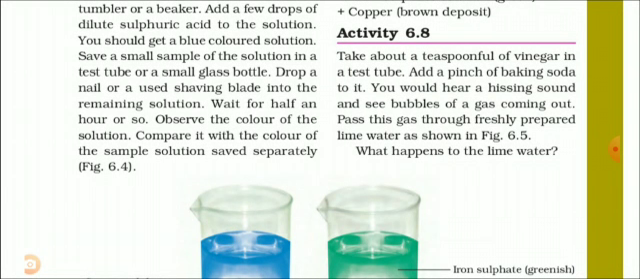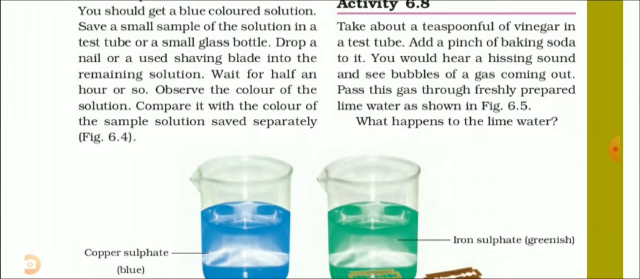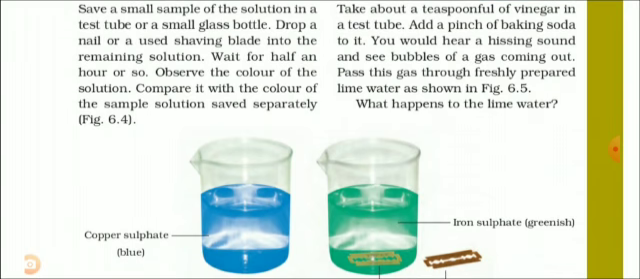You would hear a hissing sound and see bubbles of gas coming out. What happens after the reaction? A hissing sound will be there. You can compare it to the whistle of a pressure cooker, right? A hissing sound is there, and see the bubbles of gas coming out, right? It is due to the reaction between these two chemicals, vinegar and baking soda. Now pass the gas through freshly prepared lime water.